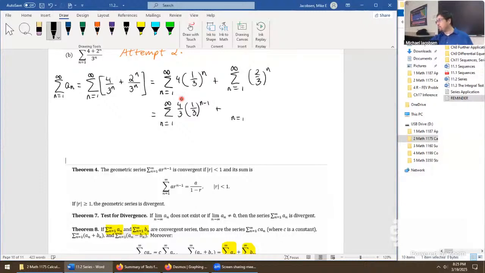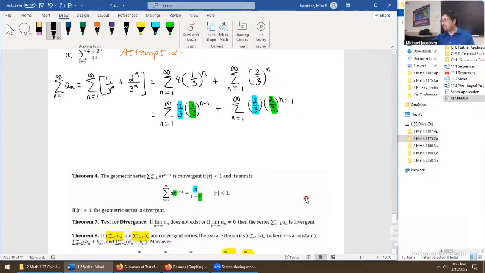Plus on the next one, this one's a little bit easier to see. You just pull off one factor of 2/3. That leaves behind (2/3)^(n-1). So now in both cases, we have a common ratio r, and we have the value a that goes in the numerator. But we still have to say how we're testing these. These are both geometric series tests.